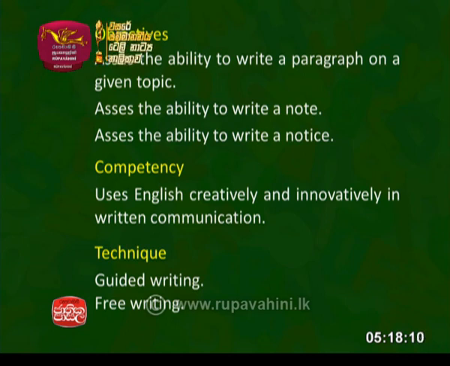And there's another objective that is to assess the ability to write a note. So by now our children must be knowing what is a note. So we are assessing or evaluating your ability in writing a correct format of a note. And the last objective is to assess the ability to write a notice. So notice, you know, this is a kind of a formal document, whereas note is a mostly informal document.